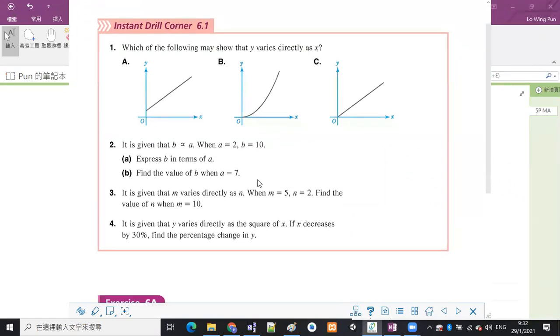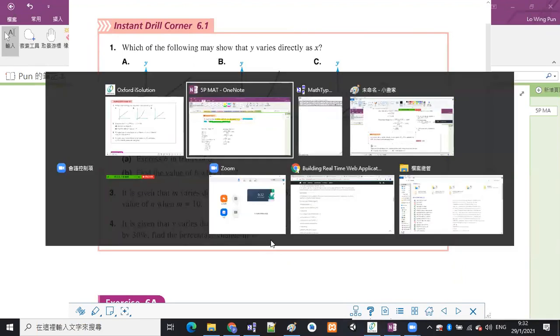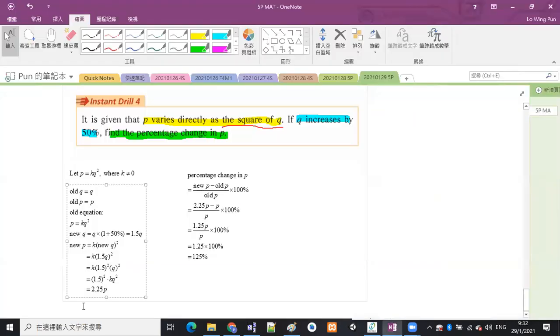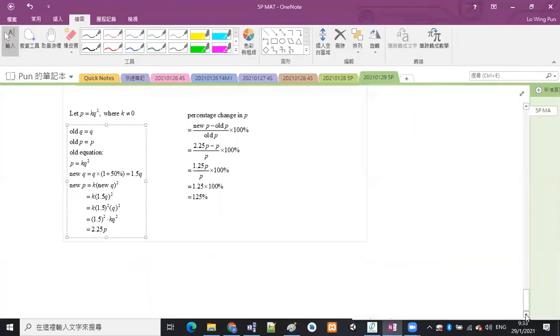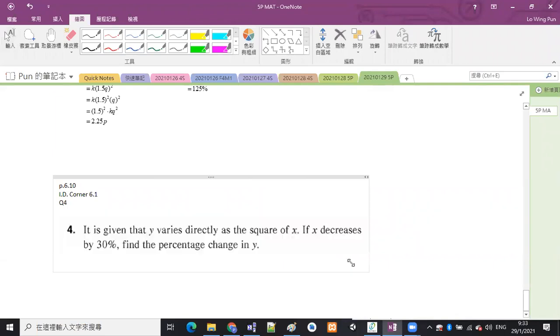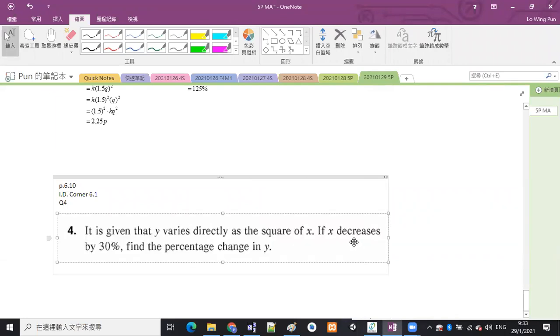Page 6.10. I would like you to do question number 4 of the instant drill corner 6.1. Instant drill corner 6.1, question number 4. So I give you 5 minutes to do this.